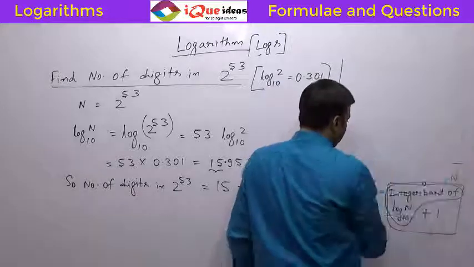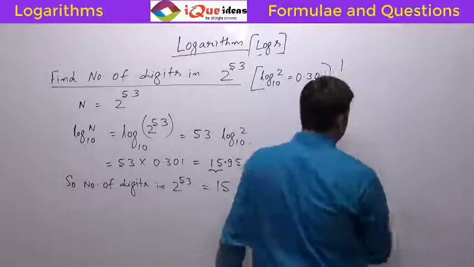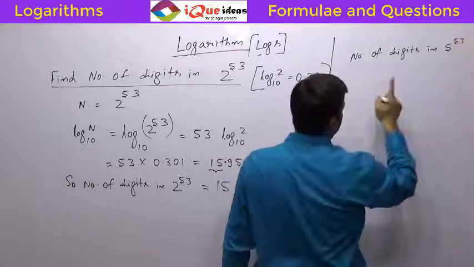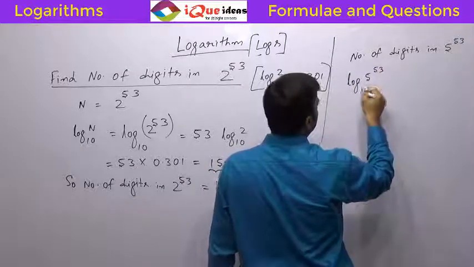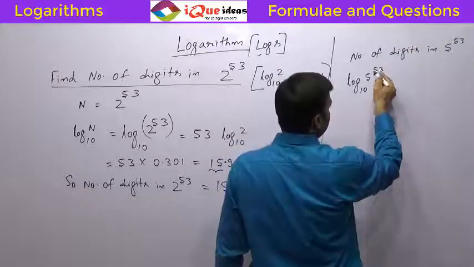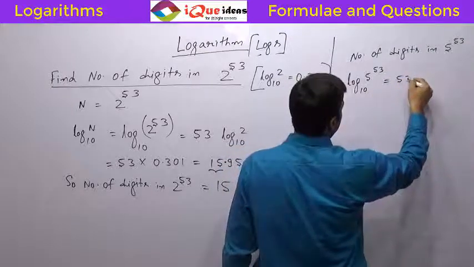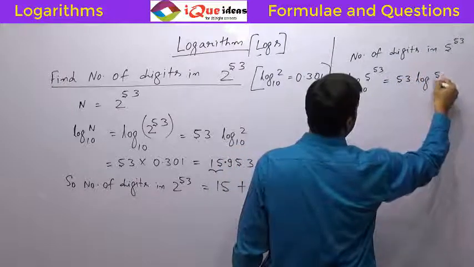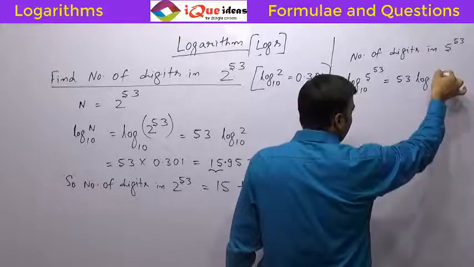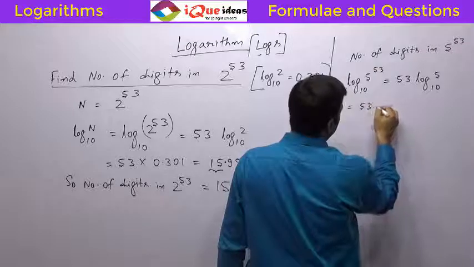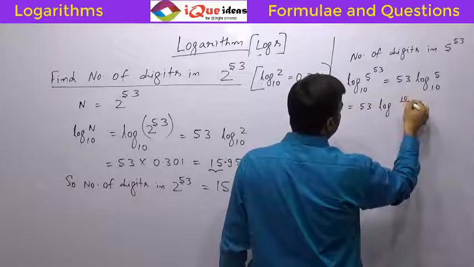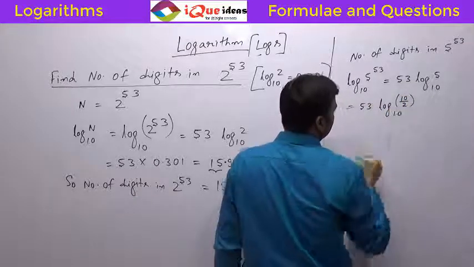Okay. Now let's take another example. Suppose I say that find number of digits in 5 raised to the power 53. So the first step is find log of 5 raised to the power 53 to the base 10. This 53 is the power, so it will come out. So we will have 53 log 5 to the base 10. Now this 5 can be written as 10 by 2. So we will have 53 log 10 by 2 to the base 10.